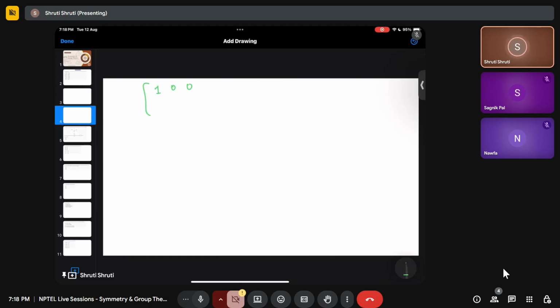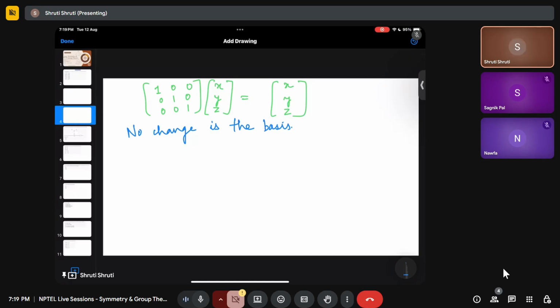When you do that, your answer will be the same as the original basis, which again says, as I told you earlier, that the identity element does not do anything. So no change means the coordinates in the basis are not getting changed here. Identity will not produce any change to the basis or to the original coordinate.